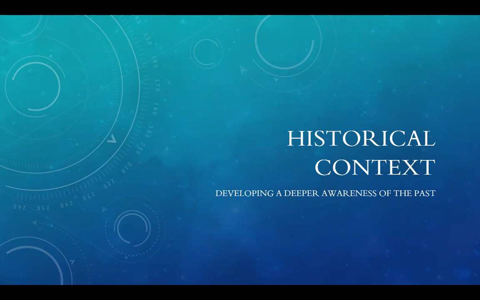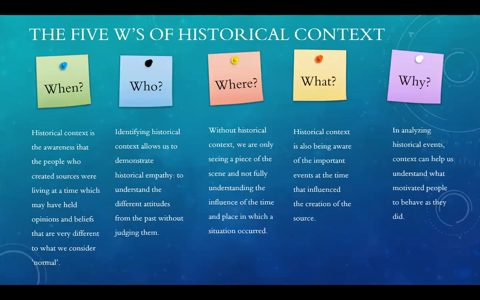I'm going to cover historical context, developing a deeper awareness of the past. Some students do struggle with this, and it is an area which they just need some help with, and it's okay. So let's go over context. This is one of the 5 C's of our history, and I decided to go with a who, what, when, where, why type aspect to it. So in this order, we just kind of lose when.